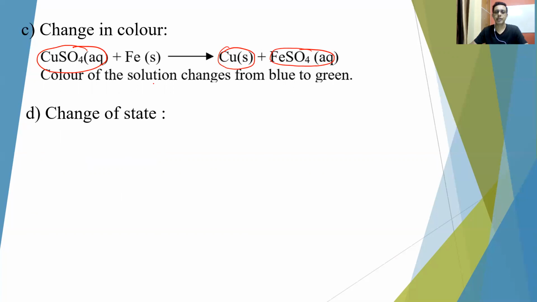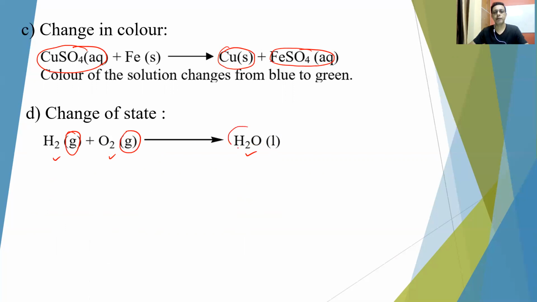Change in state. In some reactions, the physical state changes. Like when we talk about hydrogen and oxygen combining to give water, in this case, these two gaseous species react and they form water, which is a liquid. So in some chemical reactions, change in physical state also occurs.